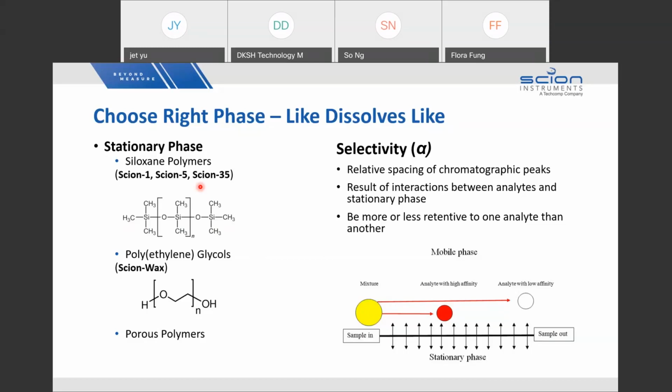Like for alcohols, obviously a wax column is recommended because alcohols are highly polar compounds. The same scenario actually applies to HPLC as well, because this is all separation technology. This is all about the interaction between the analyte and the stationary phase. So you have to think from the chemical property perspective. Then you are able to choose the right stationary phase column for your analysis. I hope it answers your question.